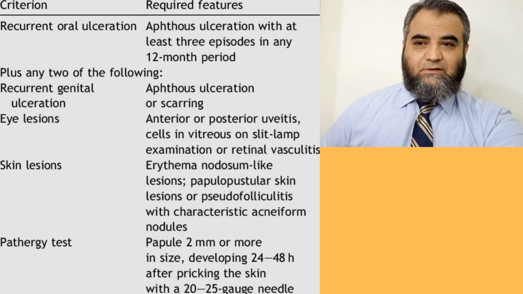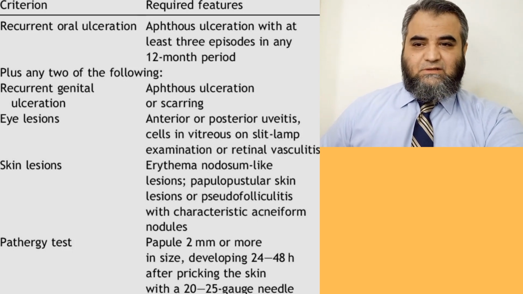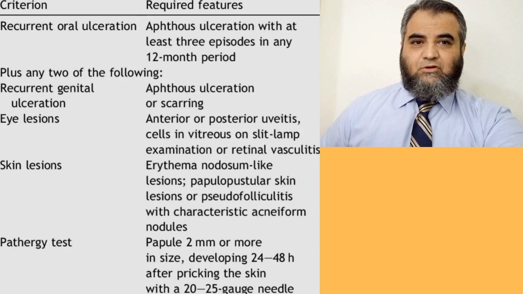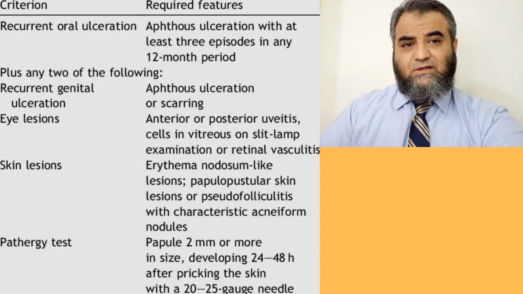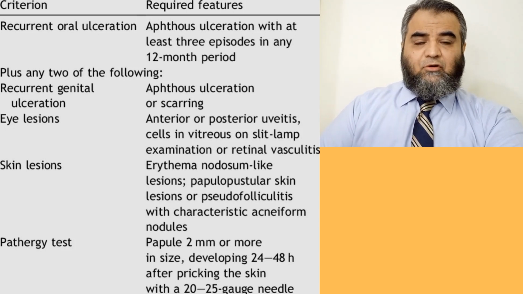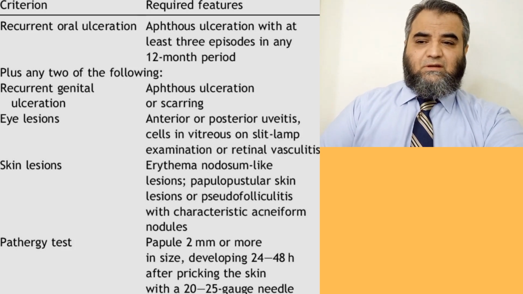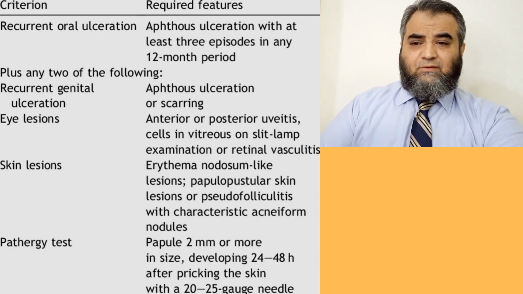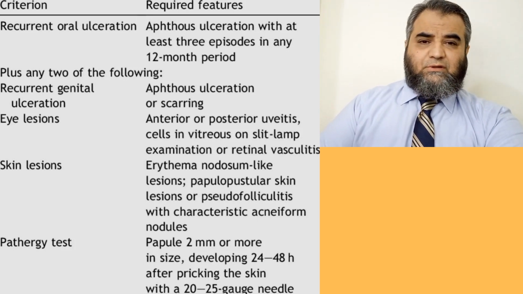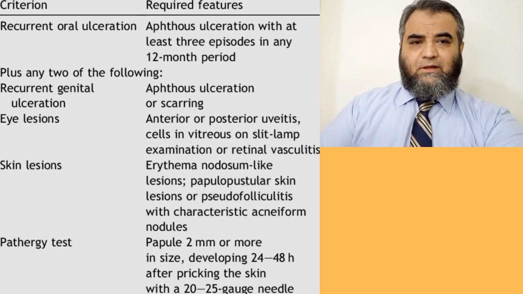If there are eye lesions, they may be anterior or posterior, or maybe panuveitis, and cells can be seen on the slit lamp, vitreous cells, and there may be retinal vasculitis. If we talk about the skin lesions, as I mentioned, erythema nodosum, papulopustular lesions, and acneiform lesions can be formed. And the pathergy test is much talked about. You prick the skin with a 20 to 25 gauge needle, and after 24 to 48 hours a 2 millimeter papule forms. This test is not very confirmatory, but it can help in the diagnosis.